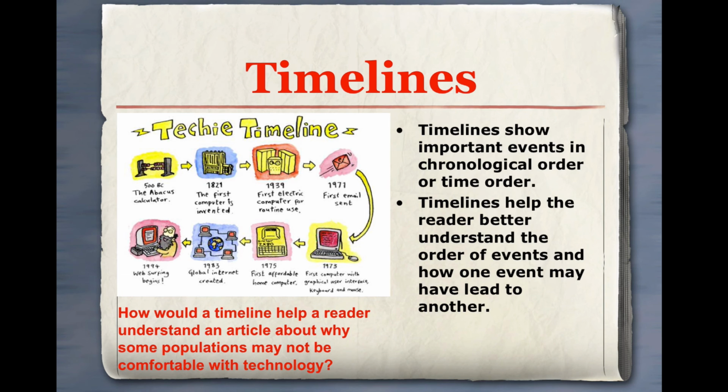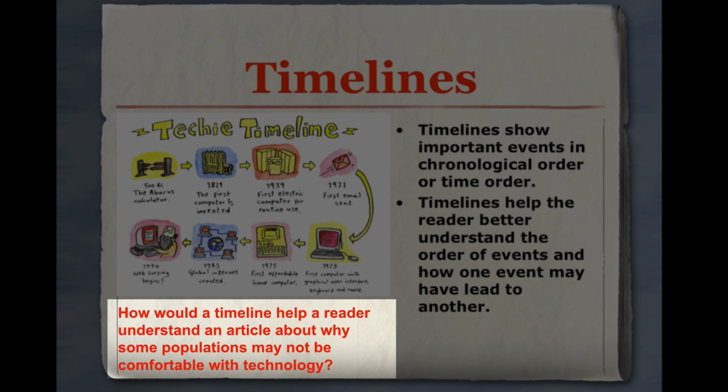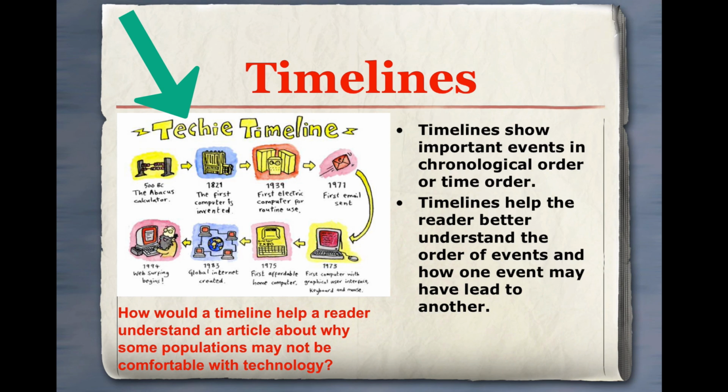Timelines are another form of a text feature. Timelines show important events in chronological order, or time order, in a sequence. Timelines help you understand the order better because it's showing it to you in order, how one event goes to the next event, to the next event, and so on. Okay, until you have the final piece on the timeline. So this is a techie timeline, and if you're reading an article about some populations might not be comfortable with technology, you can look at this timeline and understand maybe why.